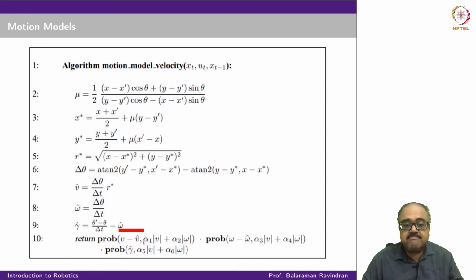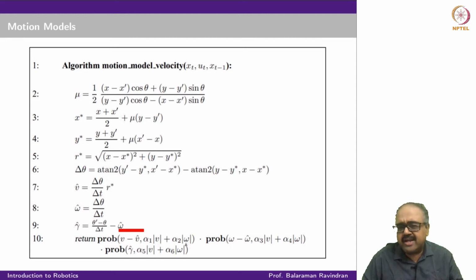So we would like this probability function to have the maximum probability at 0, but v minus v hat will be some small number. Therefore, if it is close to 0, we would like this to have a high probability. If it is very far from 0, we would like this to have a low probability. And how we control the width of this decay, the width of this probability, is given by this expression, which is alpha 1 v plus alpha 2 omega, where alpha 1 and alpha 2 are noise parameters that tell you how much the variation in the velocity depends on the actual magnitude of velocity, both in the translational case and in the rotational case.